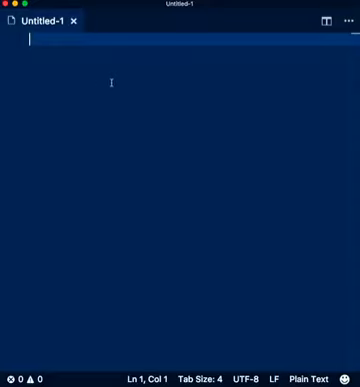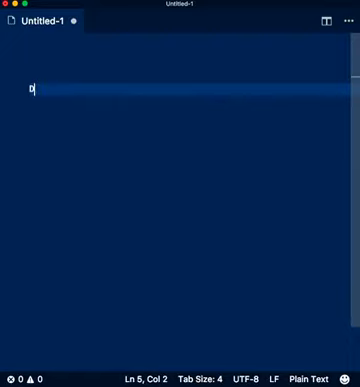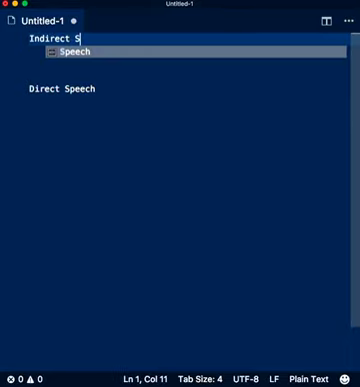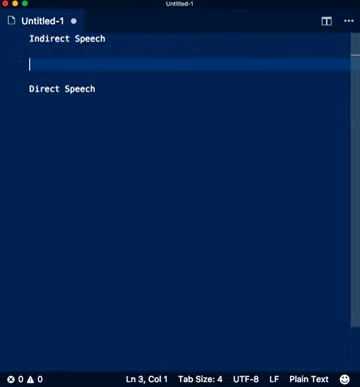Now, when a writer wants to tell their reader what someone has said, they have two ways of doing it. They can either use what we call direct speech, or they can use what we call indirect speech. And the two are slightly different. So let's take a look at an example where we can see them both in action.